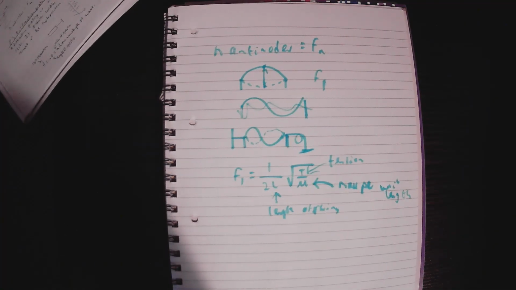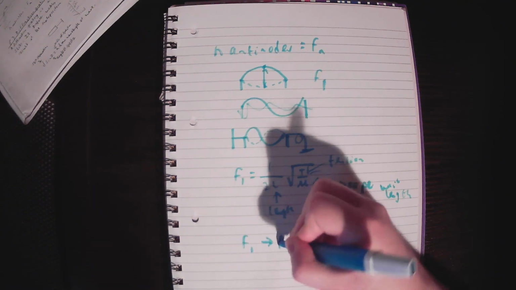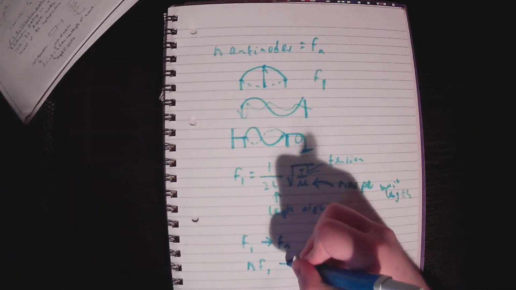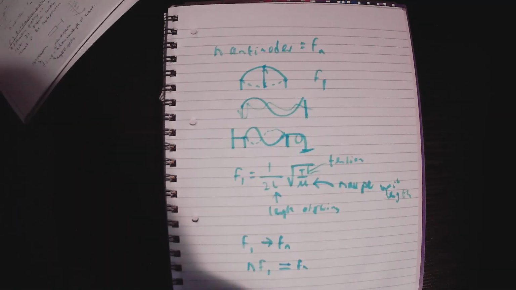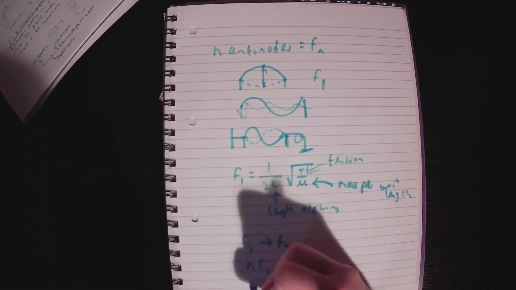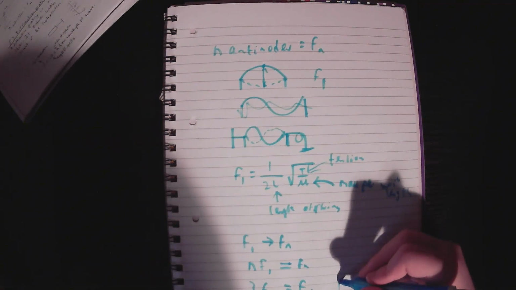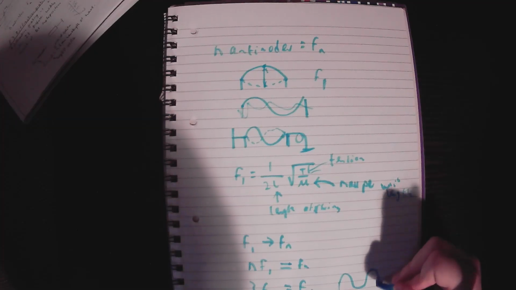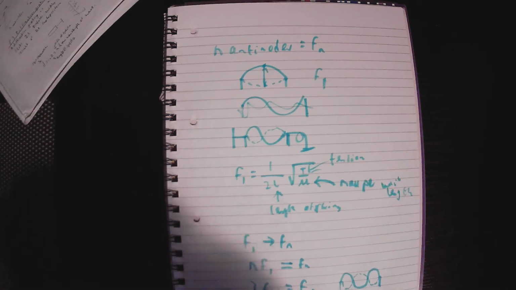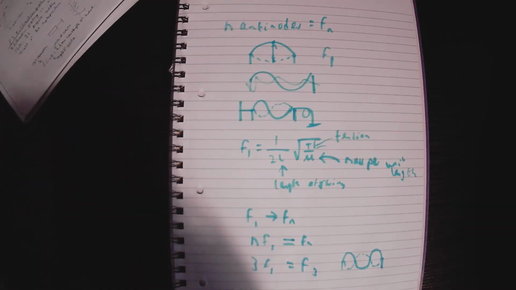It's then quite simple from there, because to get from F1 to Fn, you just multiply it by n. So n F1 equals Fn. So just to give an example, 3 F1 equals F3, which would look something like this. Which would look something like that. Sorry, you can't really see the bottom of my screen there. That's what F3 looks like.